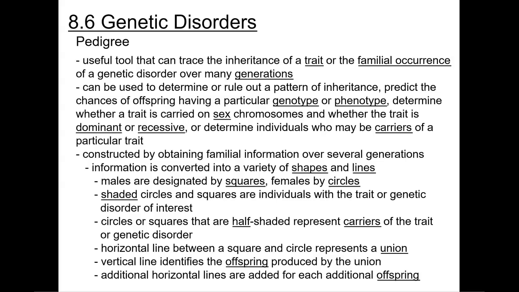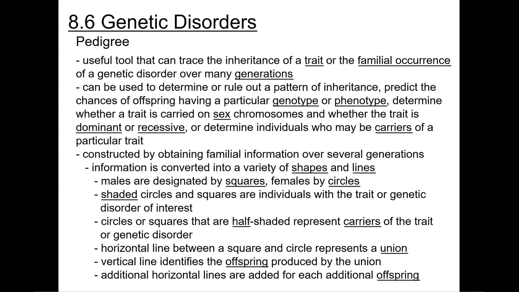The information is going to be converted into a variety of shapes and lines. Males are going to be designated by squares and females by circles. If the circle or the square is shaded in, that means that individual will have the trait or genetic disorder of interest. Circles or squares that are half shaded are going to represent carriers of that genetic trait or disorder.